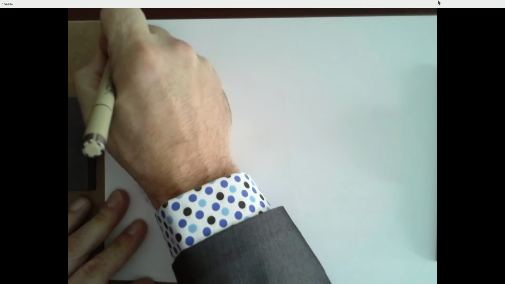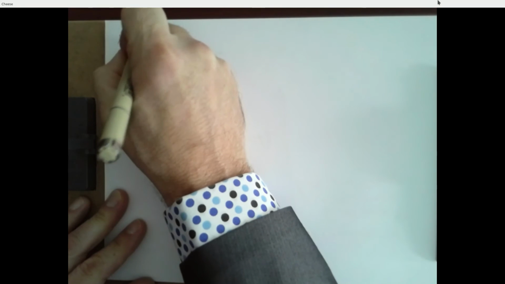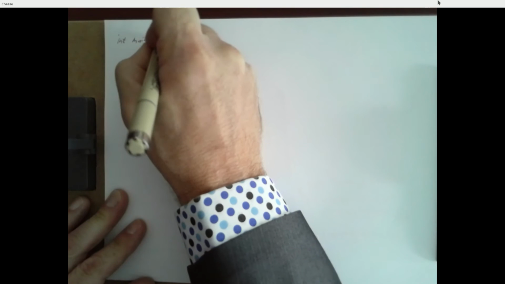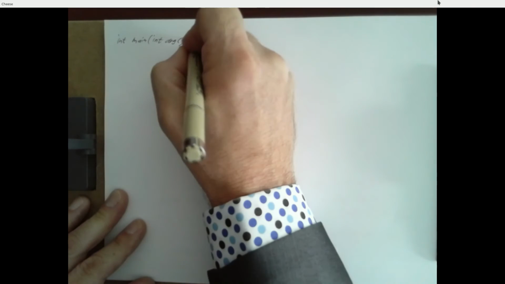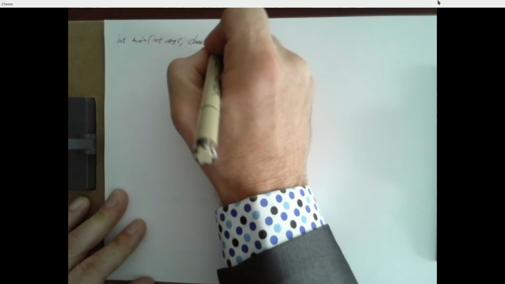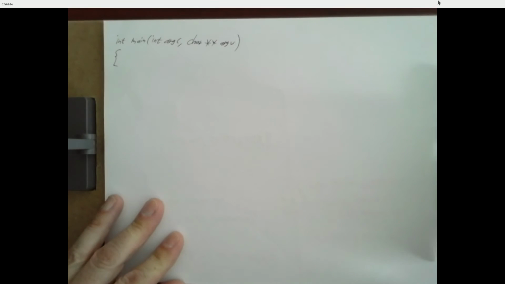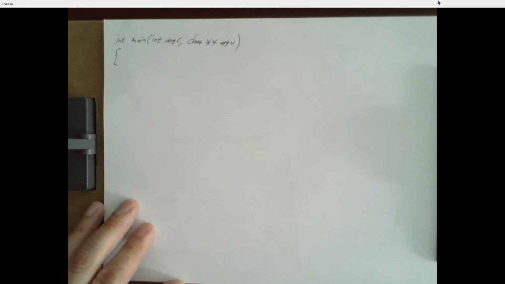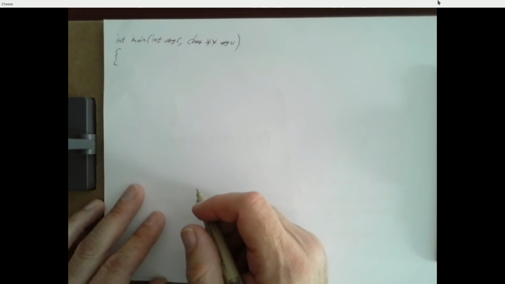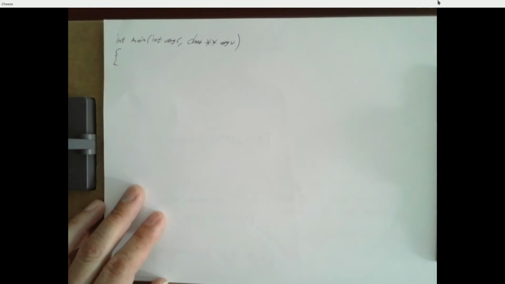So command line arguments, you've got to do argc, argv. Okay, there's no choice. So integer main, integer argc, char **argv. You can call it anything you want, but argc, argv are sort of traditional. You could call it, you know, Fred and Wilma or something. Doesn't make any difference.